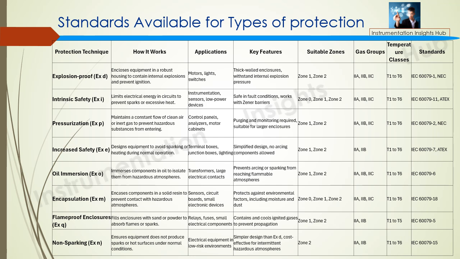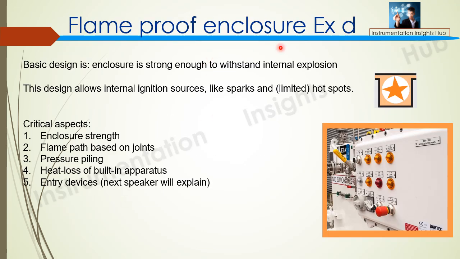So I told you that if you refer to this file, this slide, then you don't need to go further. But still, if you want to watch some in detail, let's proceed. Flame proof basic design is an enclosure strong enough to withstand internal explosion. Critical aspects: enclosure strength, flame path on joints, pressure piling, heat loss of built-in apparatus, electrical device. These are the flame proof Ex d. JBs are designed in a way that any sparks or explosion inside it must remain inside this junction box, right?